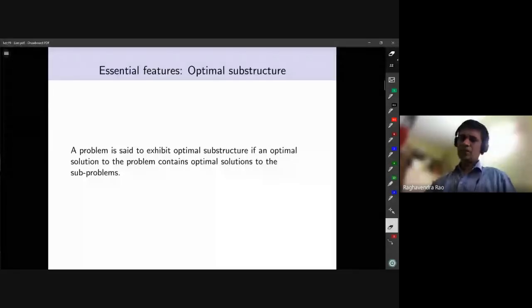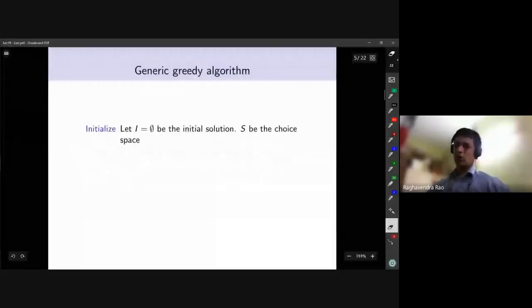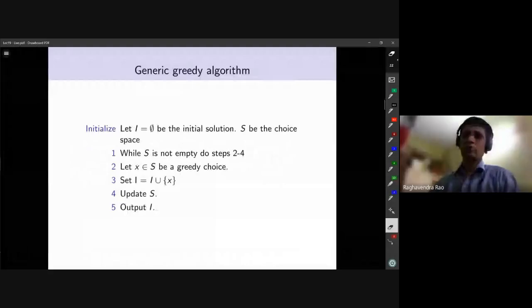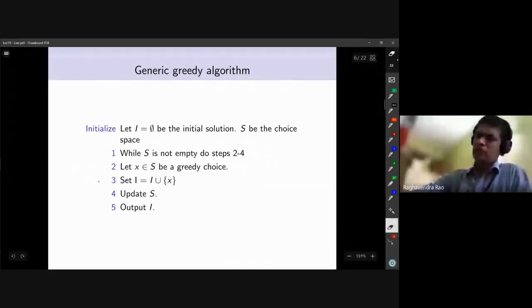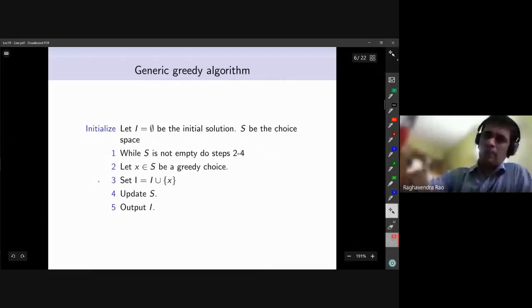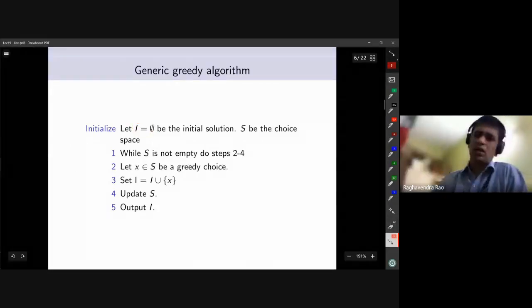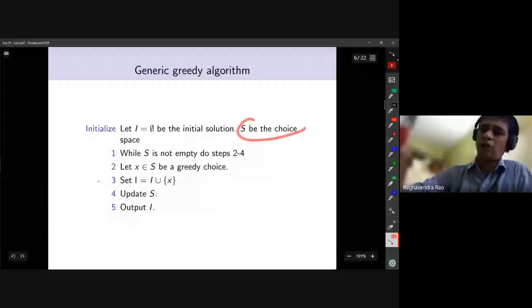I'll just state one generic greedy algorithm. I'll not spend more than 2-3 minutes on this. So a generic greedy algorithm will look like this. You have an initial solution, which in most cases will be an empty set, and you have a choice space. In our scheduling case, this is the set of all tasks. The initial schedule is an empty schedule.